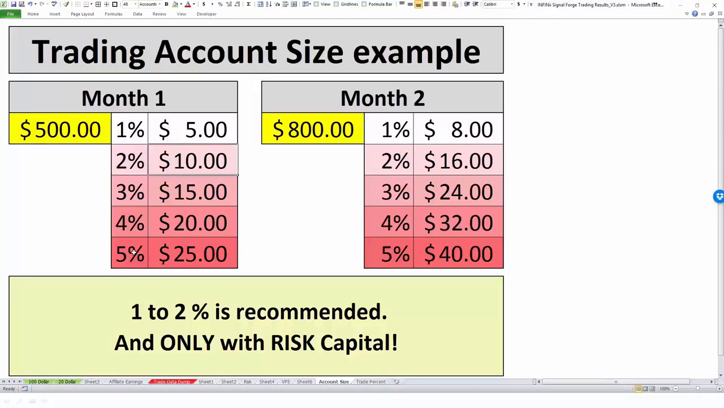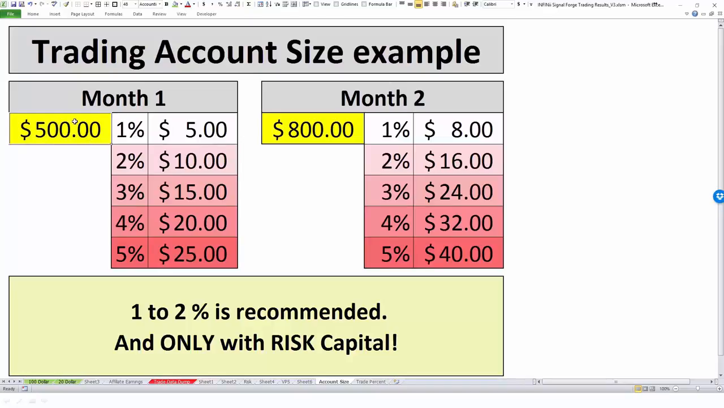So if you come up to something like 5% in this example, you are $25 a trade, but if you have 10 trades open at once, you're now risking $250, which is 50% of your trading account size. Okay, so do what you think is best given your own circumstances, but the given rule in the industry is around 1 to 2%.